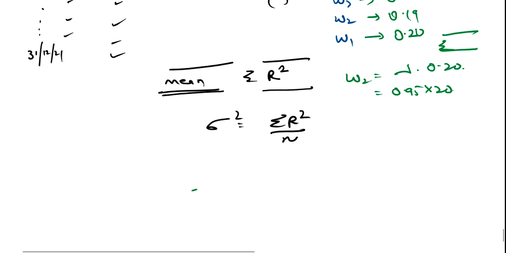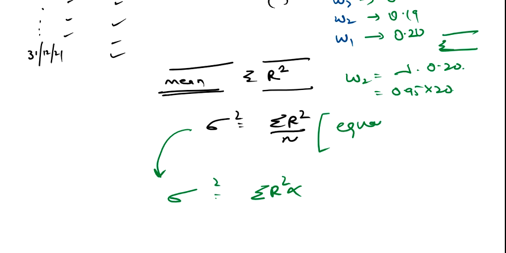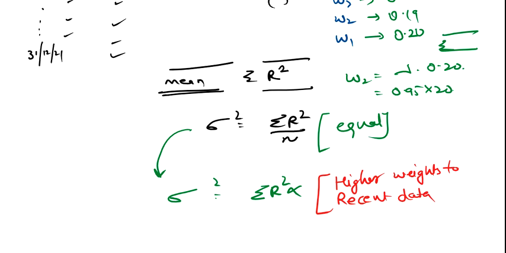So that summation, the new sigma square, is the summation of r square alpha. So this one is better because I am giving higher weights to the recent data. This one is giving equal weights, and this one is giving higher weights to recent data.